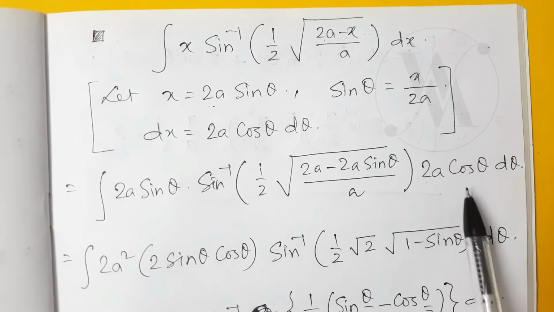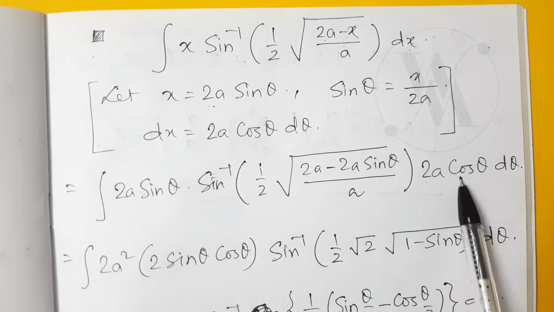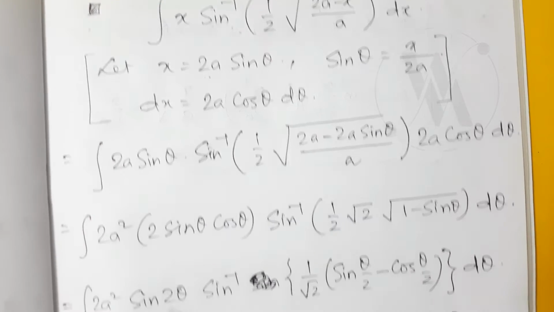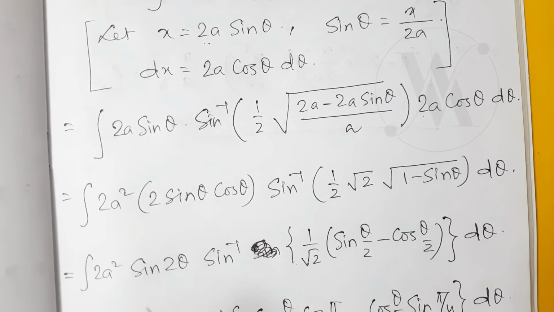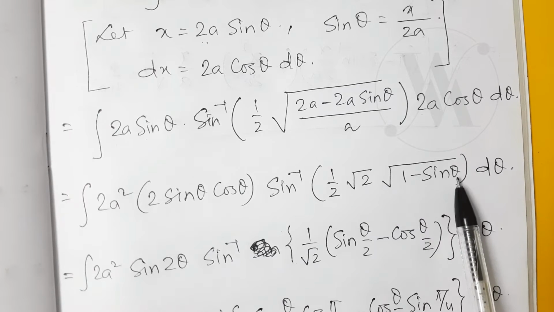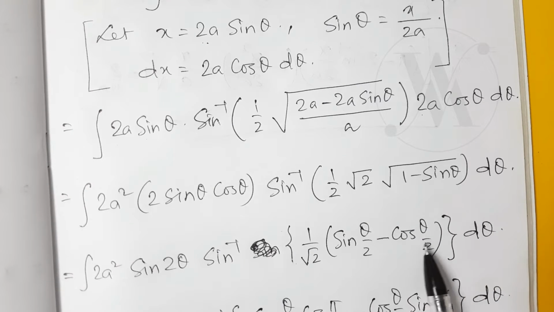Now here you have one sine theta and cos theta, so this is 2a square, and sine theta cos theta I am keeping one 2 with this sine theta and cos theta, so that this is nothing but the formula of sine 2 theta. Now this 1 minus sine theta is sine theta by 2 minus cos theta by 2, and how? I am showing you the calculation.